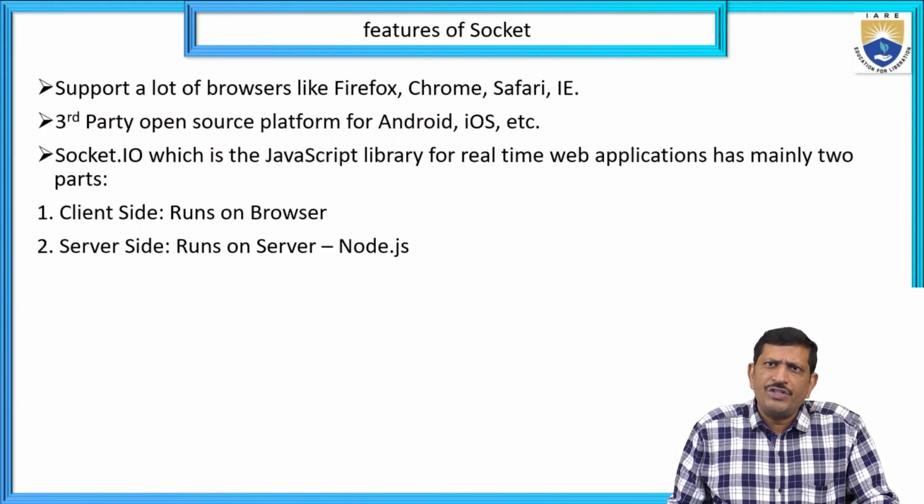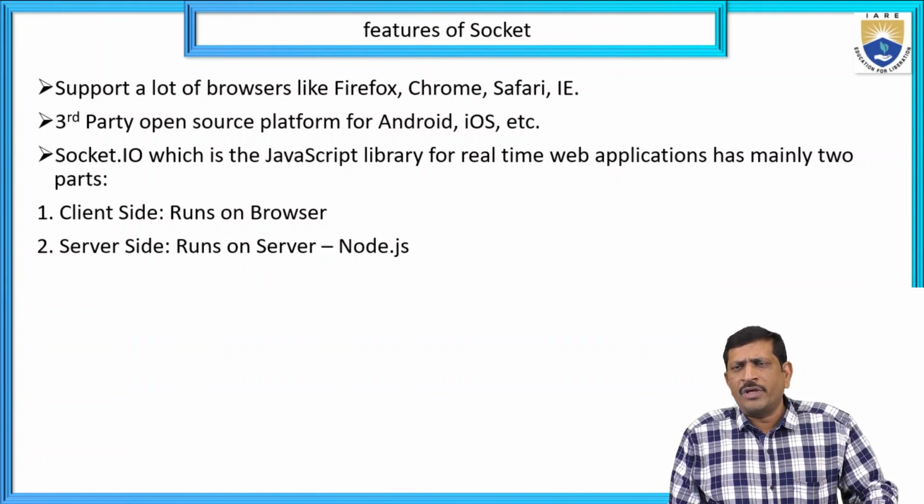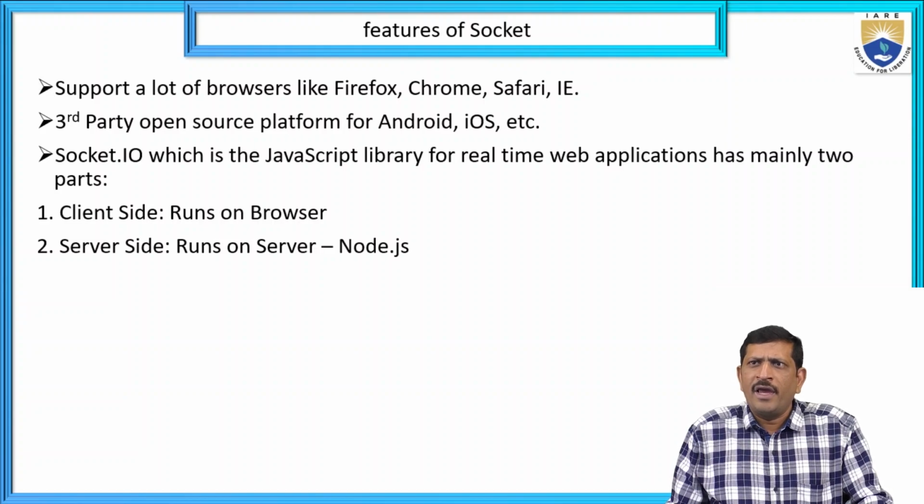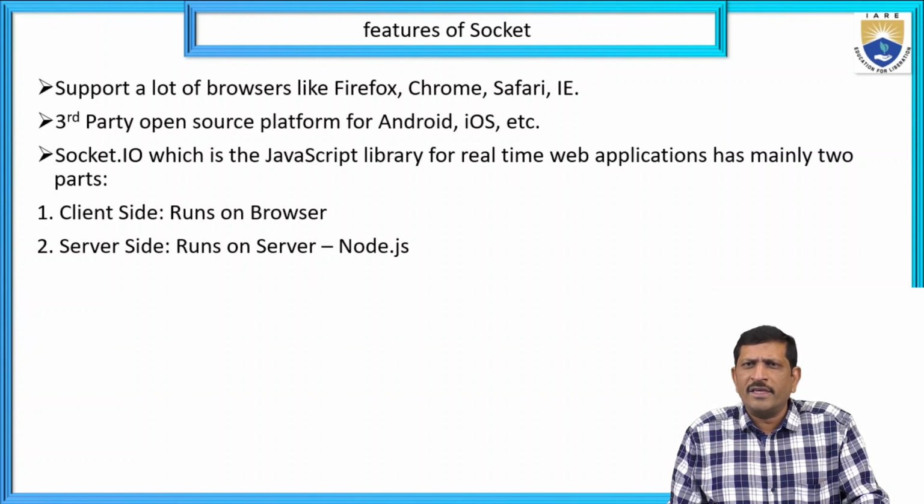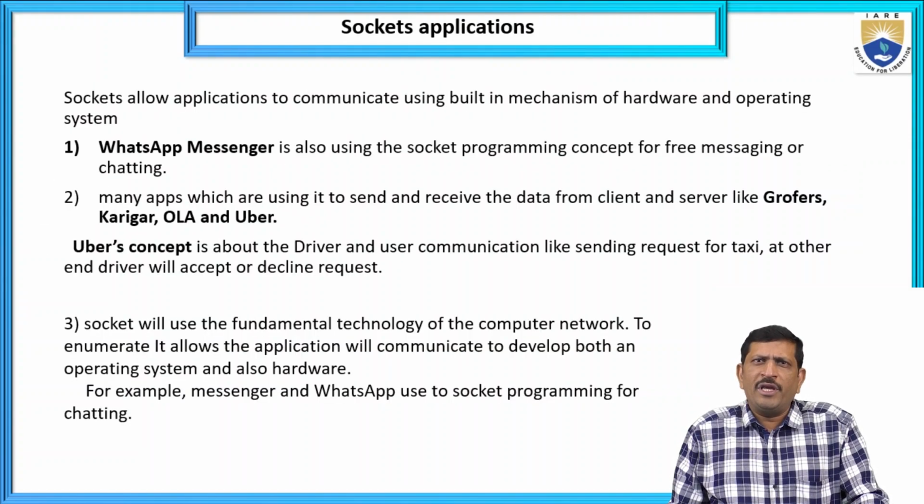Socket.io is a JavaScript library for real-time web applications. A real-time web application has mainly two parts, a client and a server. The client side runs on a browser, the server side runs on a server. For that we can store it as Node.js, that is JavaScript. And the applications.